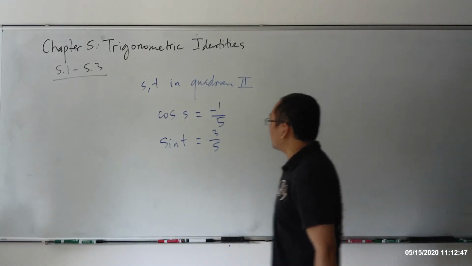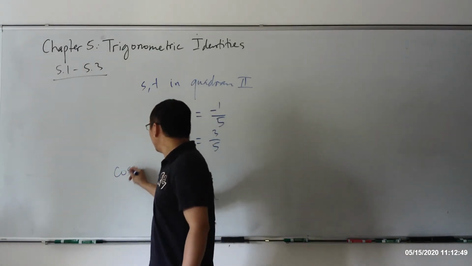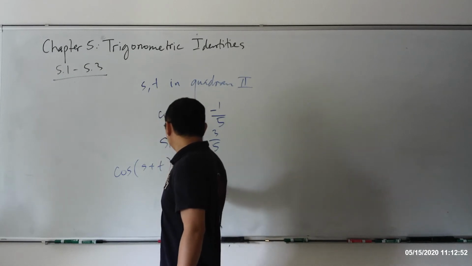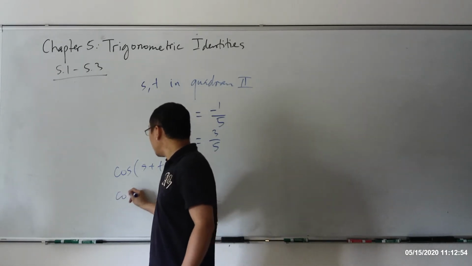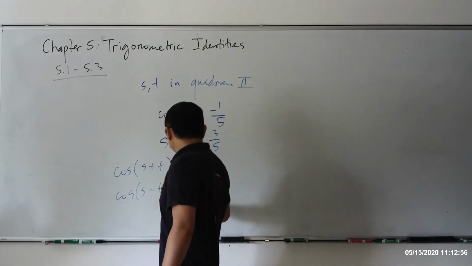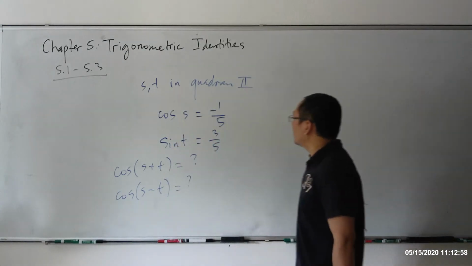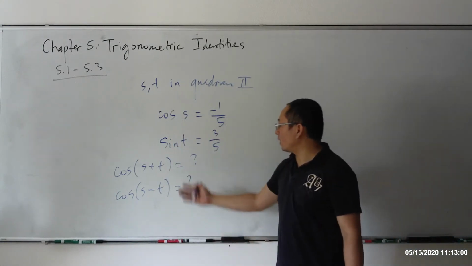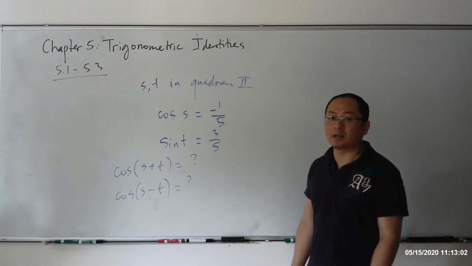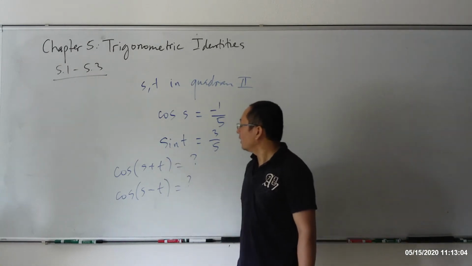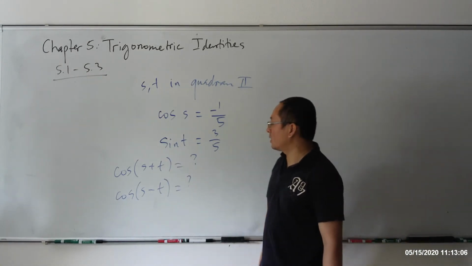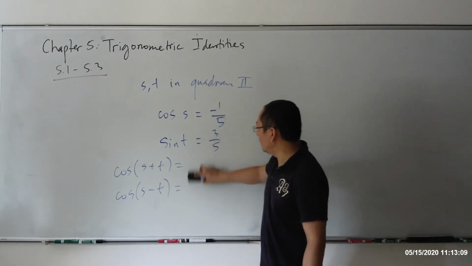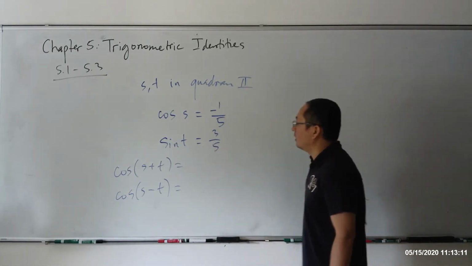Alright. And the question asked is what? Calculate cosine of S plus T. And then calculate cosine of S minus T. Okay, so they give you cosine of S, sine of T. They ask you to calculate cosine of S plus T, cosine of S minus T. Here you're going to apply the sum and difference of angles formula for the cosine trig function.